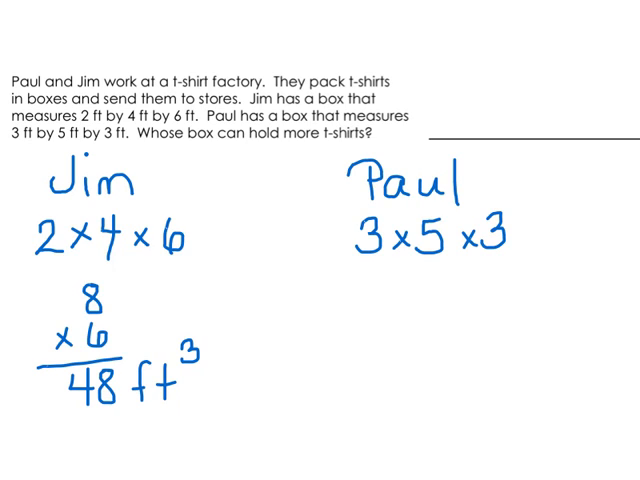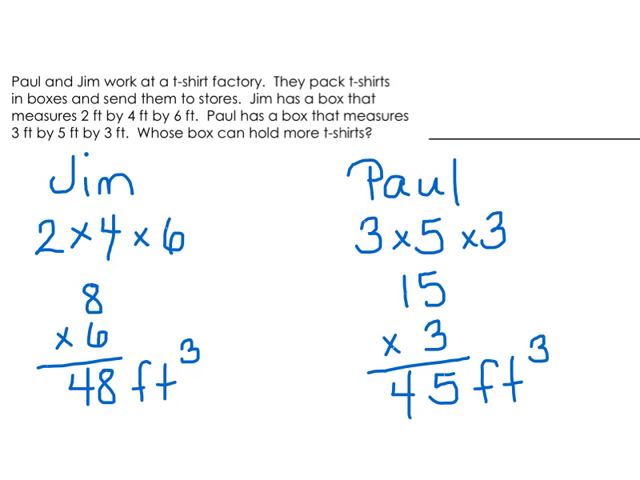And then we have Paul. 3 times 5 is 15, and 15 times 3 is 45 feet cubed. So whose box can hold more? Well, Jim's holds 48 feet cubed. So the answer would be Jim, and it's 48 feet cubed.